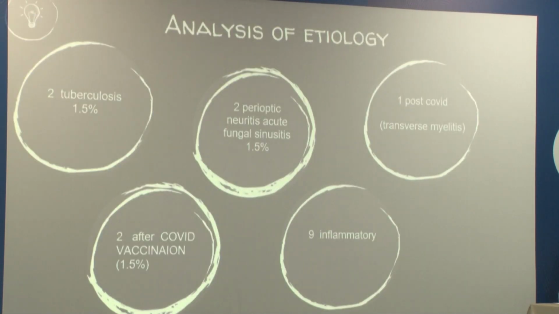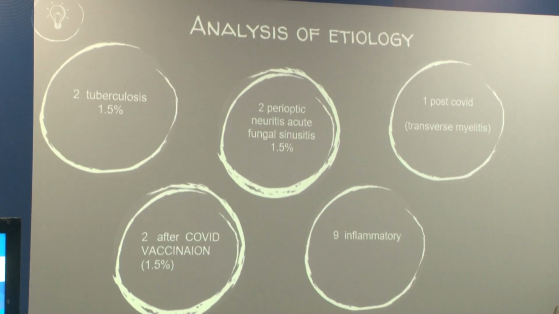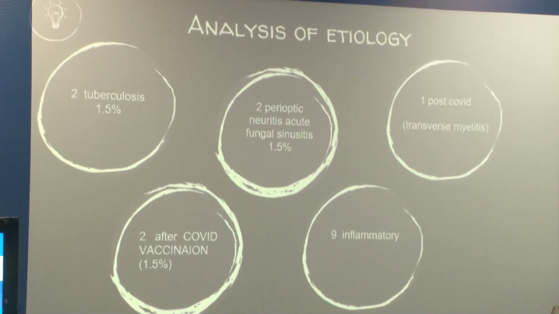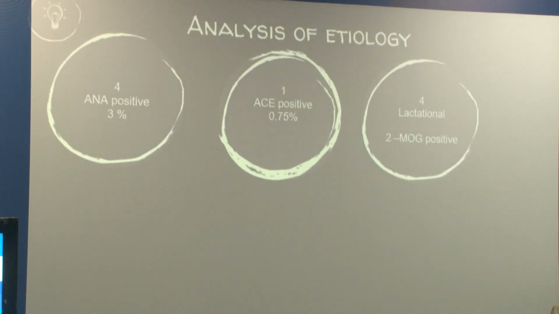And coming to the analysis of etiology, out of 138 patients, 2 had diagnosis of tuberculosis, 2 patients with perioptic neuritis, and 1 post-COVID patient with transverse myelitis, 2 patients after COVID vaccination, 9 inflammatory, and 4 were ANA positive, and 1 patient with sarcoidosis, and 4 lactational optic neuritis, out of which 2 were MOG positive.